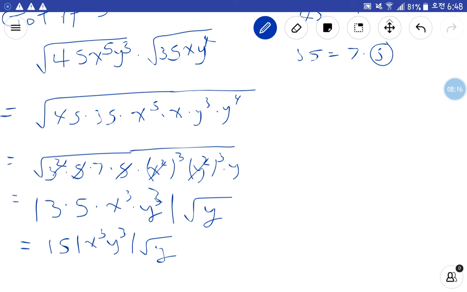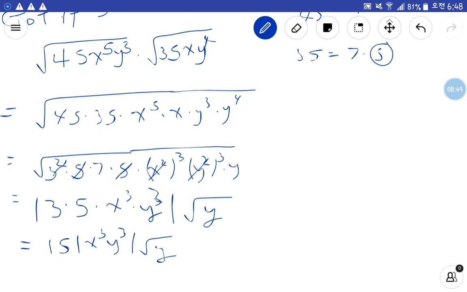So let's think about it. Your x is a negative number. Then x cubed would be a negative number, right? What about y? Y is also a negative number. So if your y is a negative number, negative times negative is negative. So you have a chance to have a negative on it. But what about x?